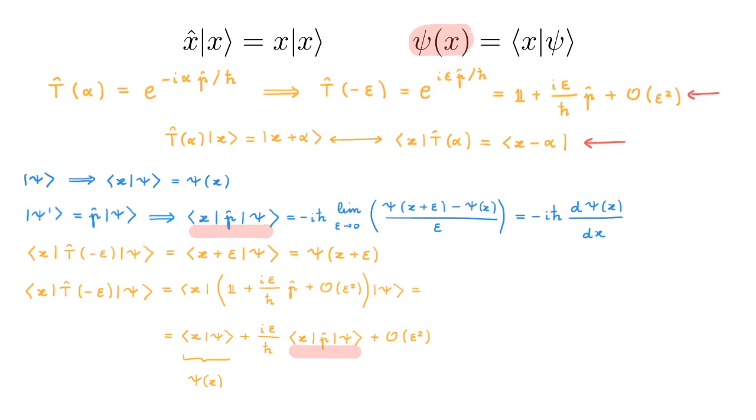So what does this mean? What we have found is that the action of the momentum operator p hat on a state psi, when written in the position representation, is such that the momentum operator calculates the derivative of the wave function and then multiplies the result by minus i h bar. What we found earlier was that the action of the position operator in the position representation was simply multiplying the wave function by x, and what we have found now is that the action of the momentum operator in the position representation is somewhat more complicated. It calculates the derivative of the wave function.